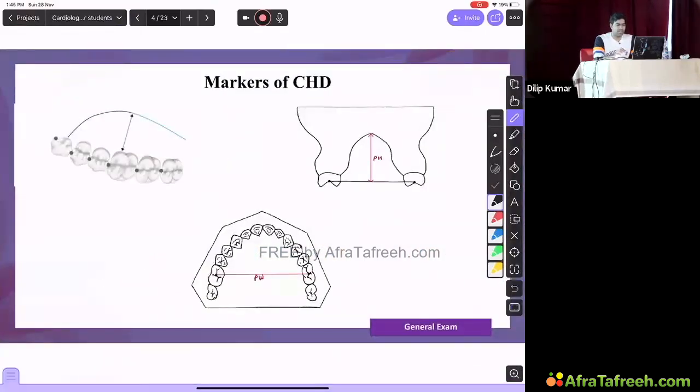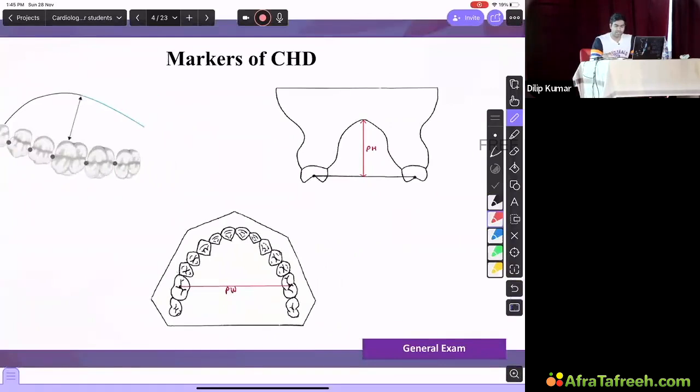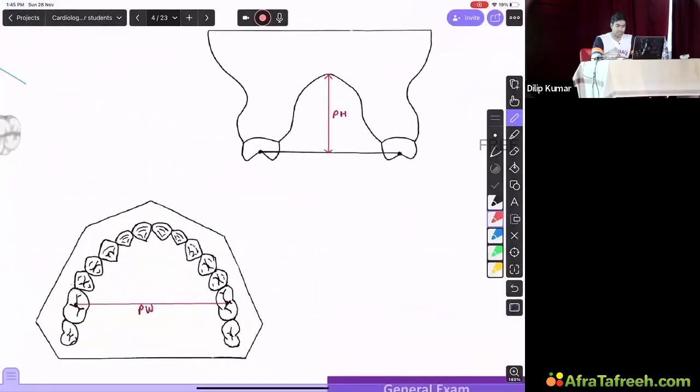And apart from that, I've asked you about the definition of the high arched palate, isn't it? So when you call the palate high arched in the first place, for that you need to have certain definitions for the same palate as high arched palate. So first you need to know palatal height. Okay, palatal height. So at what point will you measure the palatal height?